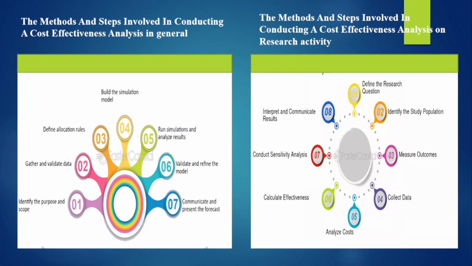So in various ways we can collect data, and then we can analyze the cost in a systematic and critical way. We try to analyze cost and then calculate effectiveness. Then we calculate the effectiveness or non-effectiveness, whatever it may be. And finally, conduct sensitivity analysis along with interpreting and communicating results. These are very, very vital with respect to research activity when we are talking about cost effectiveness analysis.